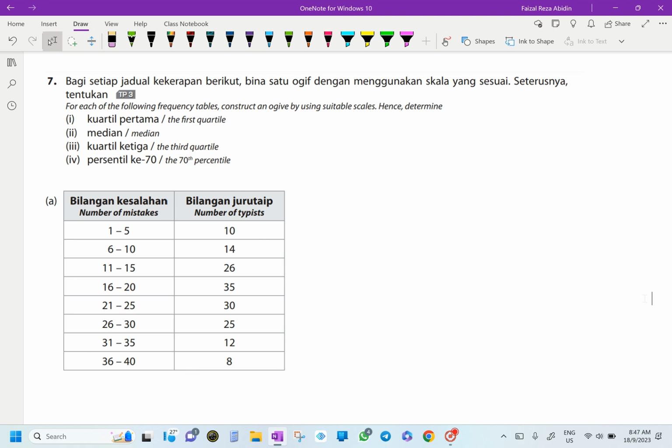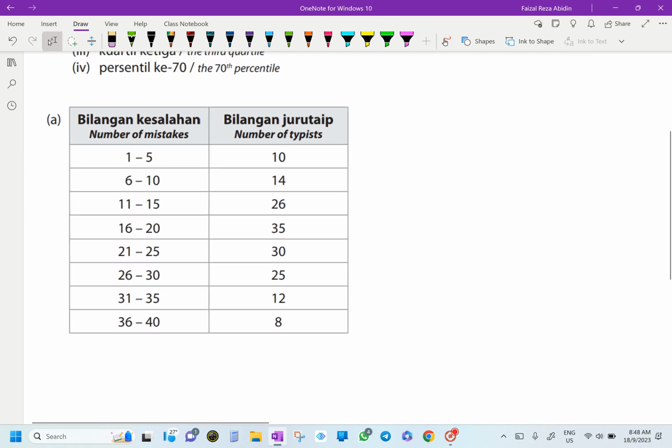Percentile over here is going to be the 7th percentile. Okay, how to find? We are going to look first at how to construct our ogive. If you look over here, what must we find first? Upper boundary, and then our cumulative frequency. We are going to find these from our table here.